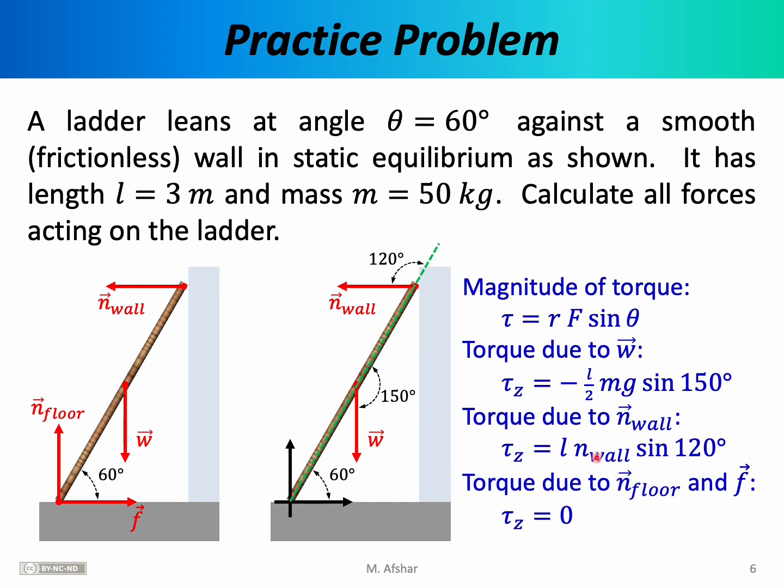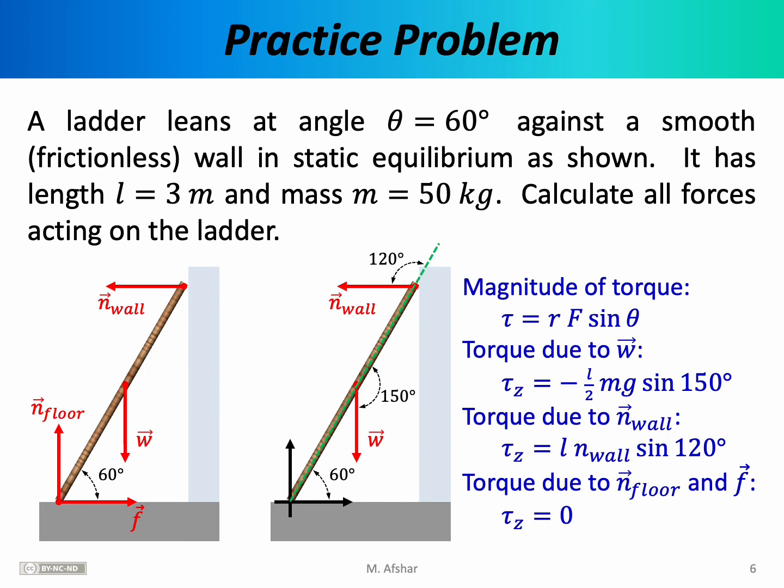The torque due to the normal force of the floor and friction is 0, so our final 2 torques are quite easy to figure out, simply because these 2 forces, n floor and friction, are both acting right at the origin where we placed the origin of our coordinate system. So the distance of those forces to the origin is 0, therefore R is 0, therefore the torque is 0. So one virtue of putting the origin at the bottom end of the ladder is that it facilitates some of our calculations. We can immediately conclude that the torque due to friction and the torque due to n floor must be 0.